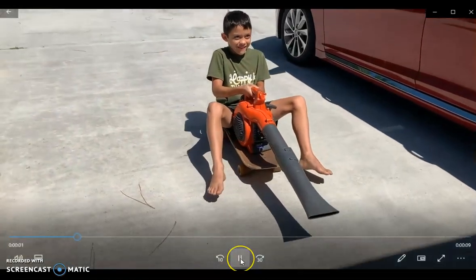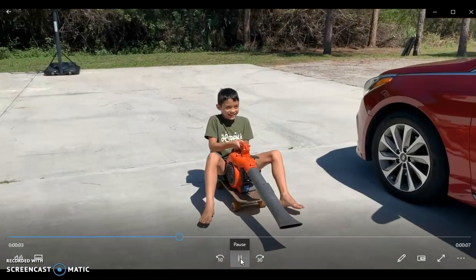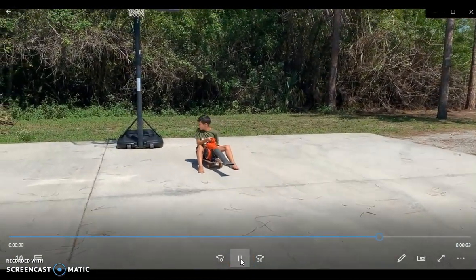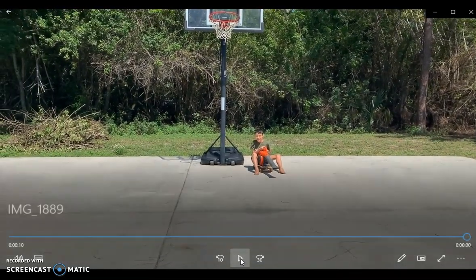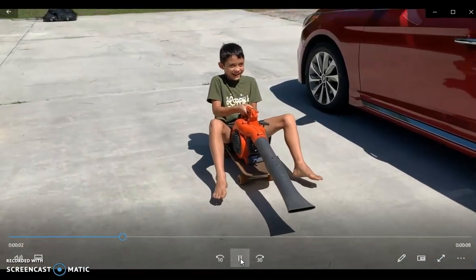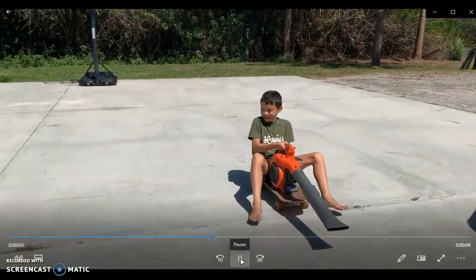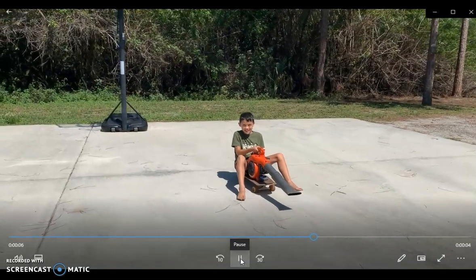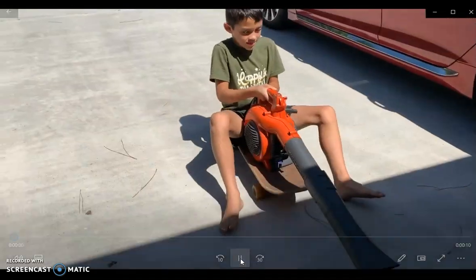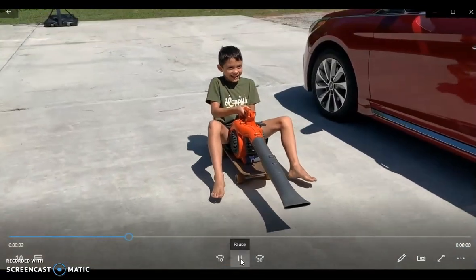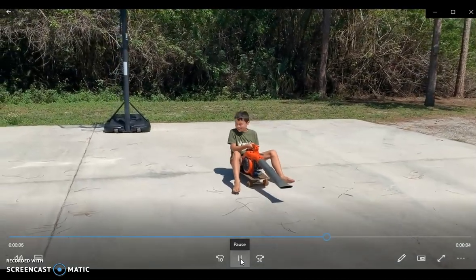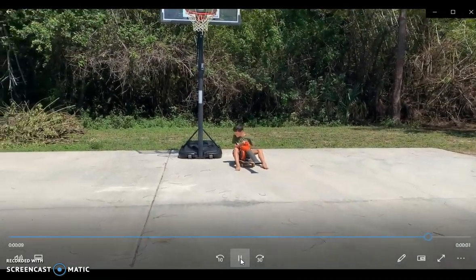This one's one of my favorites. He has a leaf blower on a skateboard. You tell me what is happening to make this Newton's third law. This is your first one. Number one, Gareth with the leaf blower and the skateboard. How is this an example of Newton's third law? Please give me the action and the reaction for this one. One more time. Please try this at home.